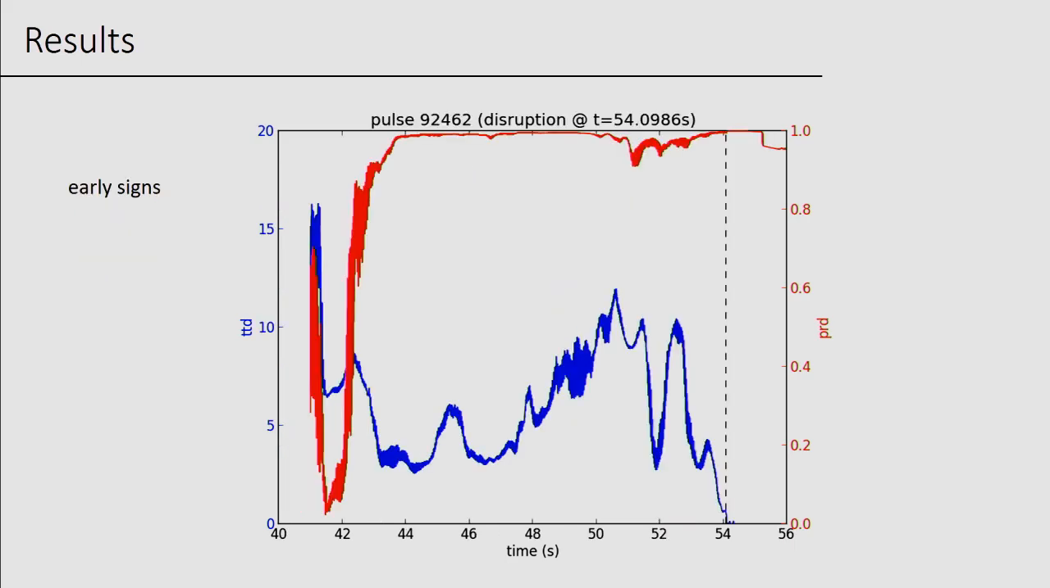Now, let me show you some very curious results. And I bet the physicists were not anticipating this. This is a disruptive pulse. And just look at the probability. The probability has hit the ceiling and stayed there practically for the whole experiment. While the time to disruption was not very certain. Here, whoa, it's dangerous, then no problem, then dangerous again. But the fact is that the probability of disruption stayed there for a long time.